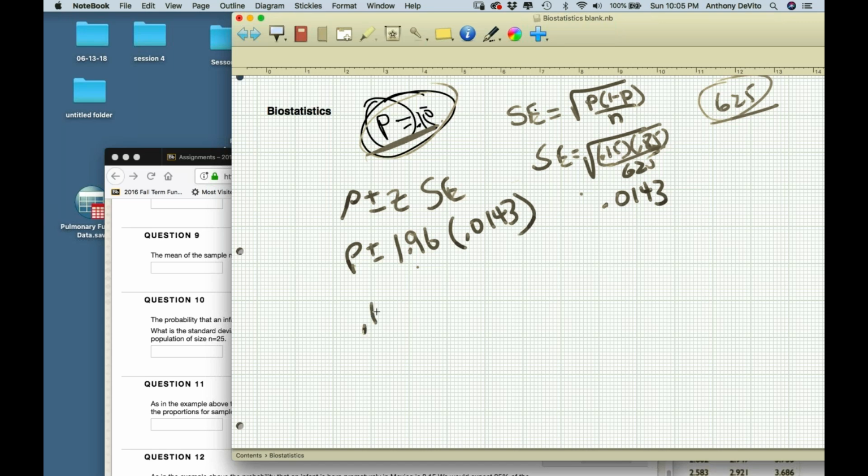So it's going to be equal to 0.15 plus or minus, and I'm just going to call that 2 times that, which is going to be 0.028. Right, 0.028. So our 95% confidence interval is going to be equal to 0.122 to 0.178, I think. Did I do that right?